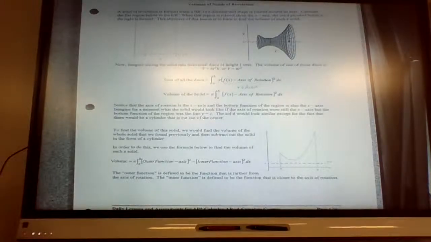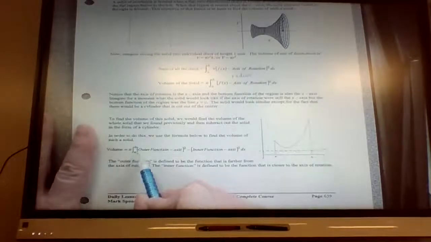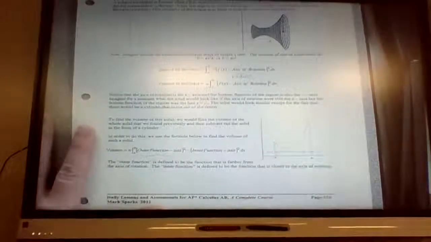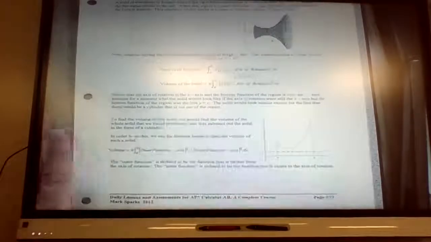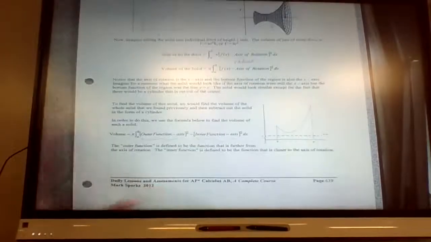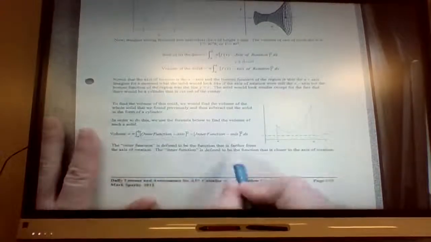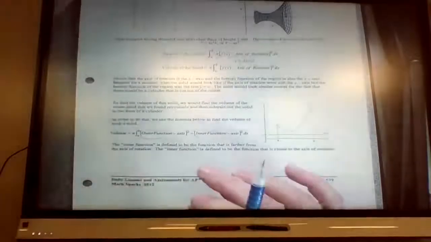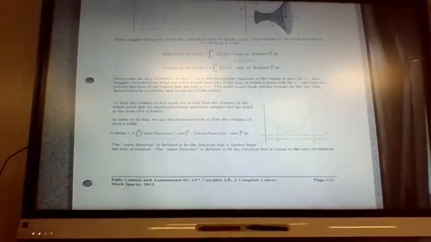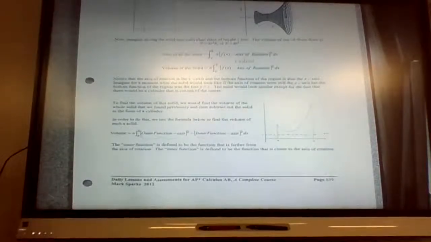Okay, if that's the case, you've got to find your outer function, but you've got to subtract the inner function, because you took a hole out. You've got to subtract it out. The outer function is defined as the function that is farther from the axis of rotation. And the inner function is the one that is closer to the axis of rotation.